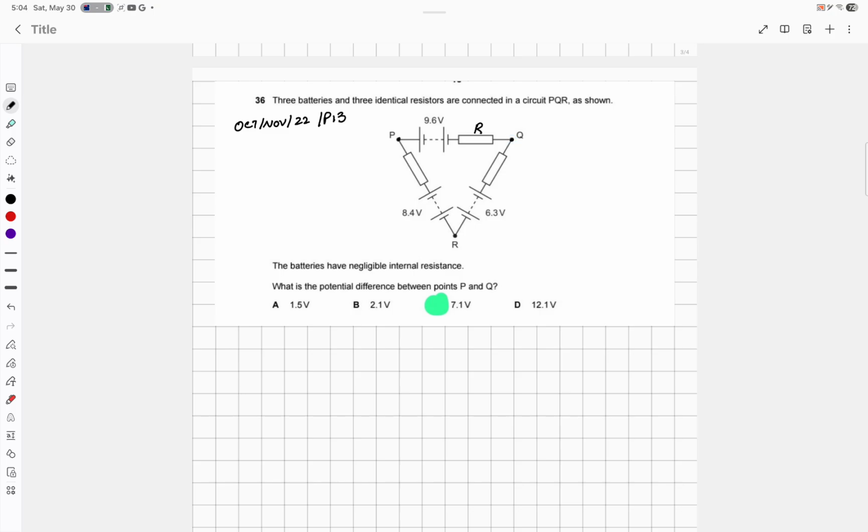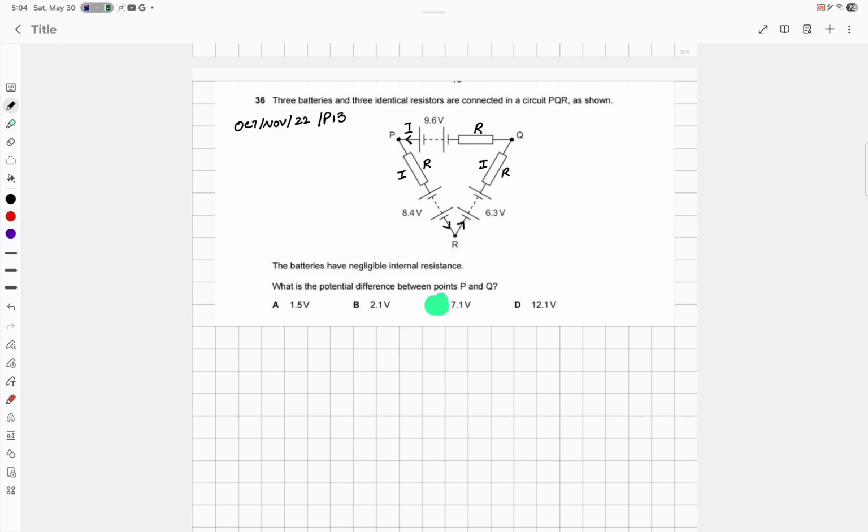Now since resistors are identical, why not just mark this one and this one again as R? No harm in it. And since I have to make an equation for this because it's Kirchhoff's law, I will assume a current I from the 9.6 volt battery is coming and going towards the next battery and then towards the next battery, the same current. So it means the current I will pass through this R, the current I will pass through this R.